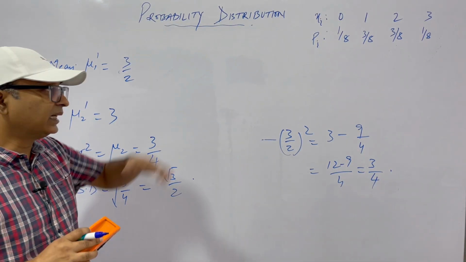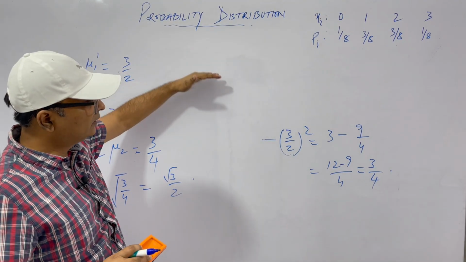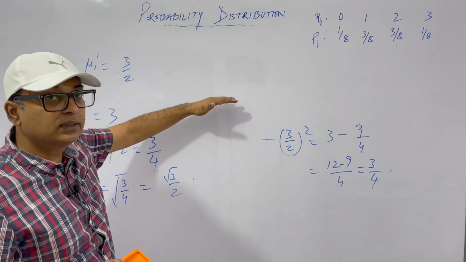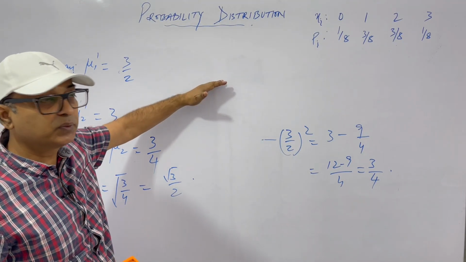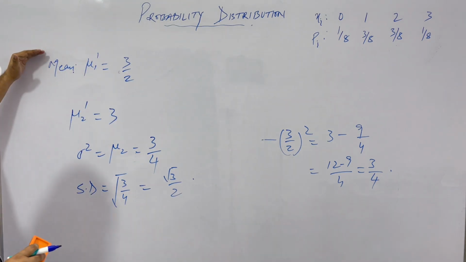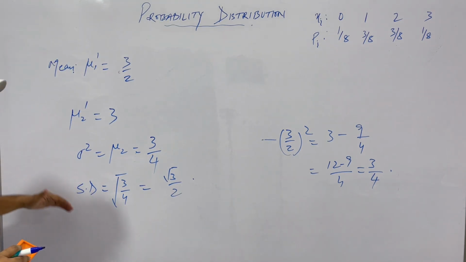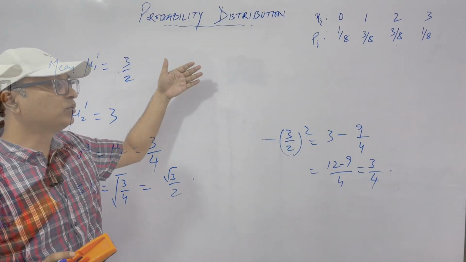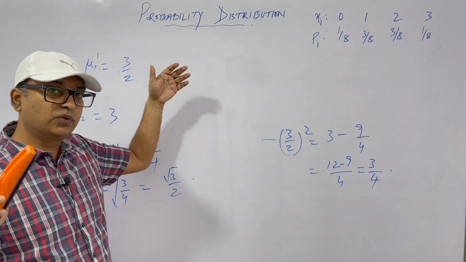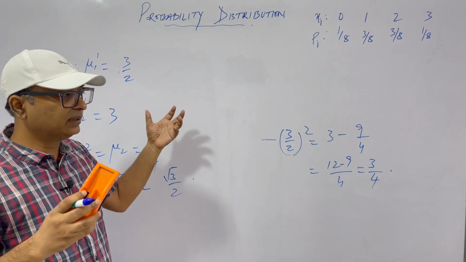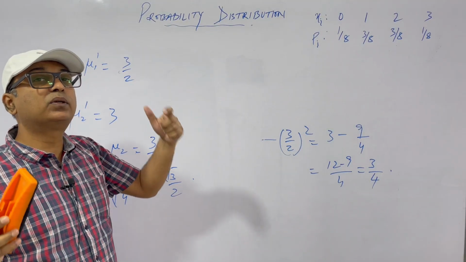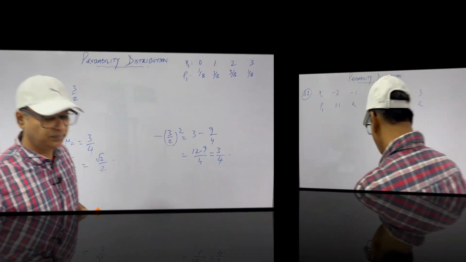Clear? I have started from probability. Then what I did, I calculated the probability distribution, and then now I have calculated the mean, mu2 dash, sigma square, SD, etc. Clear? So what I'll do is I'll solve 4 or 5 more questions so that everything gets into mind and we are able to solve questions in examination.